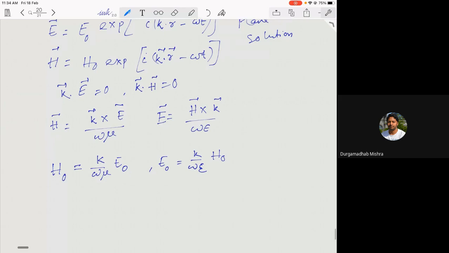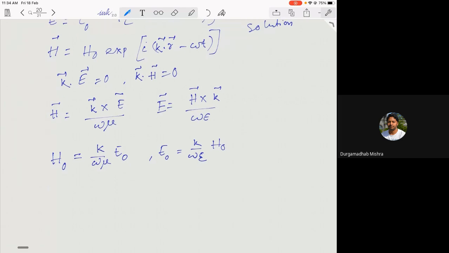And if you multiply these two equations, you will get a relation which is K equal to omega square root of epsilon mu. Then you can calculate the velocity of the electromagnetic wave, which is 1 over the square root of epsilon mu. So in free space, this is nothing but the velocity of light.